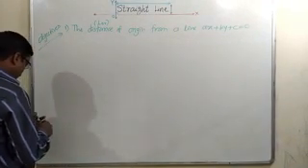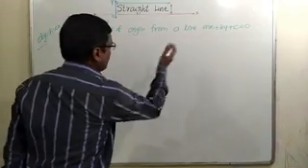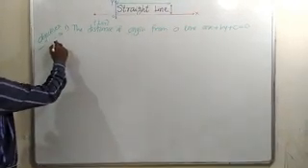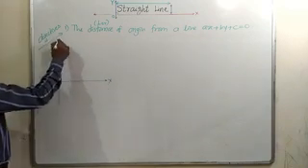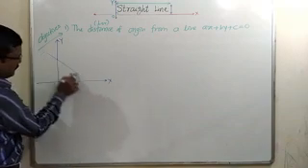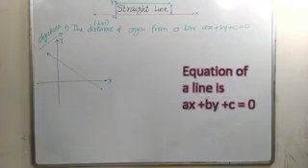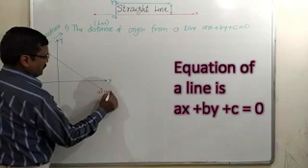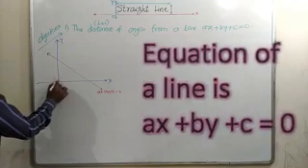For that, we will consider a line ax plus by plus c equal to 0 and the origin in xy system. In this system, let ax plus by plus c be any line. I will draw that line like this. This is line ax plus by plus c equal to 0. Its equation is ax plus by plus c equal to 0. Here O is the origin.